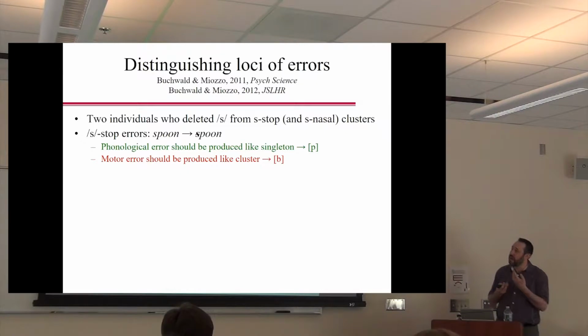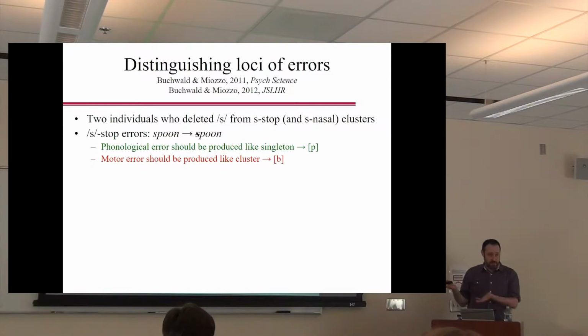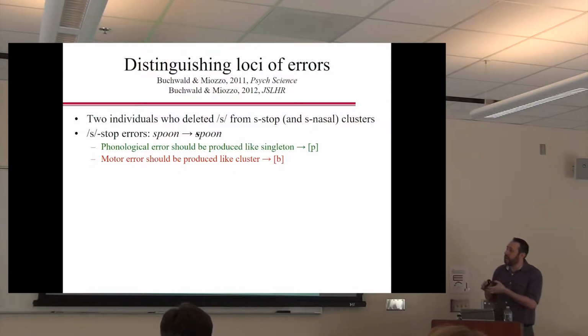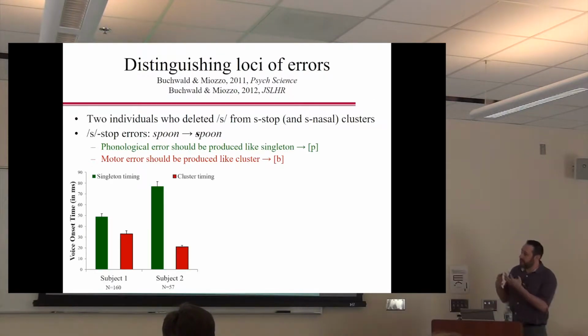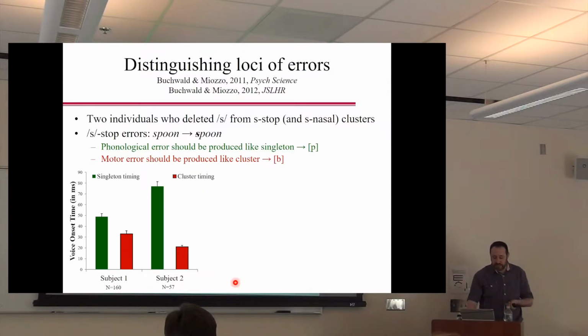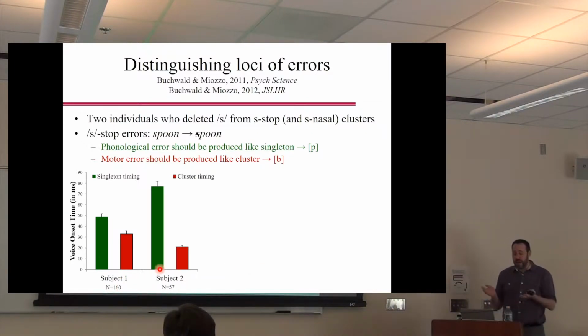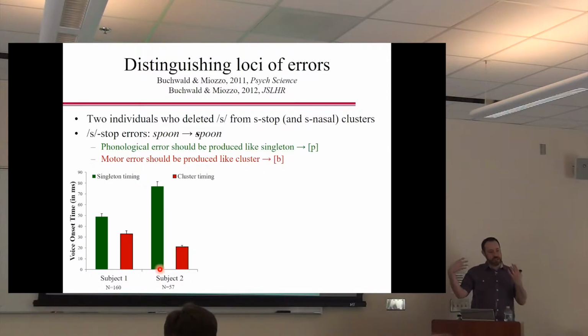Recall the prediction from those accounts is that the errors that arise in phonology should be produced like a singleton, which would sound like a P, whereas the errors that arise in the motor planning should be produced and sound like the sound in the cluster, more like a B. We have these two individuals, with 160 of these S deletion errors for subject 1 and 57 for subject 2. For every word, like speech, we recorded them saying speech where they deleted the S, and we also recorded peach and beach. The idea is that the word peach has the timing of the singleton, and the word beach has the timing of the cluster.